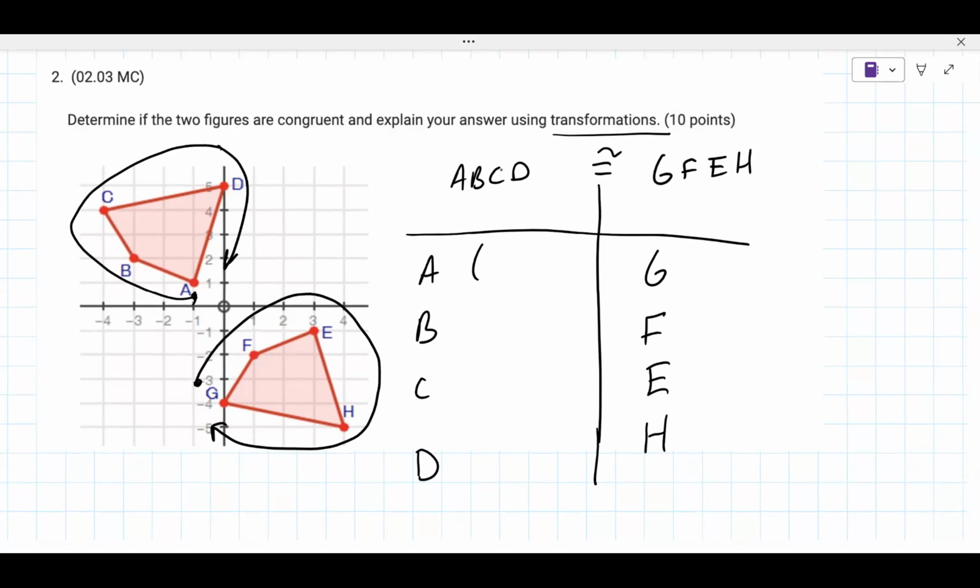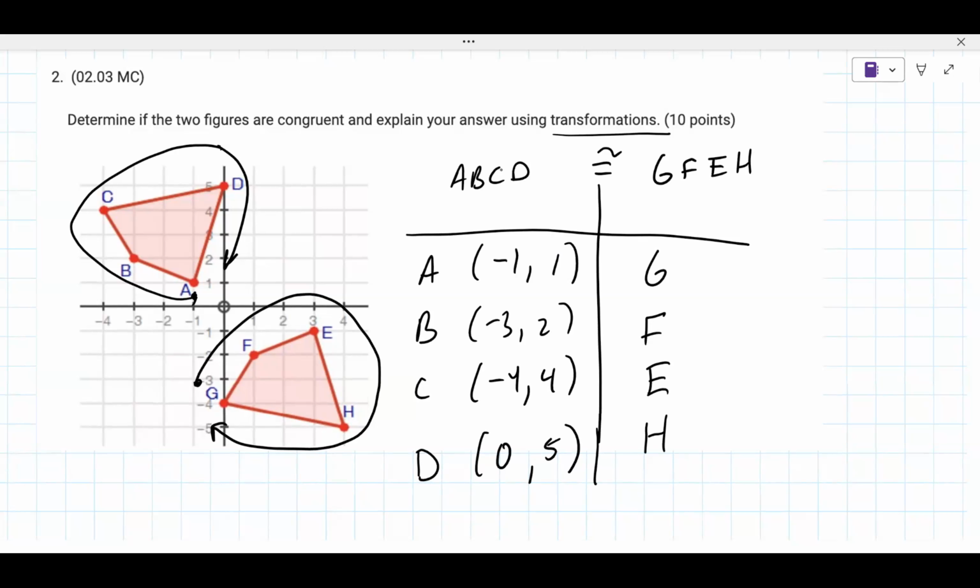Okay, so let me try to explain this here. A is -1, 1, B is -3, 2, C is -4, 4, D is 0, 5, G is 0, 4, -4, F is 1, -2, and then E is 3, -1, and H is 4, -5.